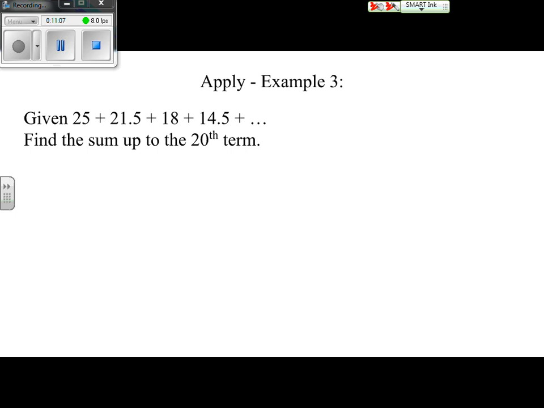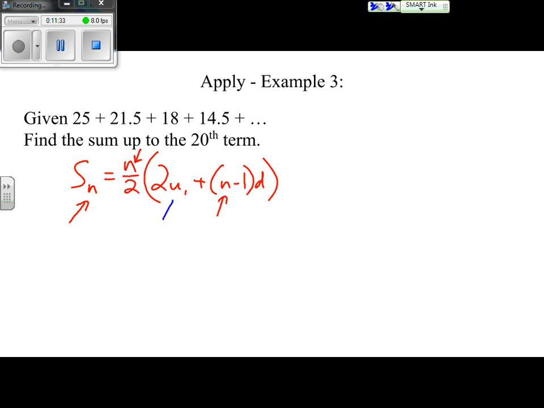So let me write that down for us. We have s sub n is equal to n over 2 times 2 u sub 1 plus n minus 1 times d. All right, so what do we need for this formula? Well, we need to know how many terms we're adding up, and that's both of these n's. We need to know the value of our first term, that is our u sub 1, and we need to know our common difference, that is our d right here.